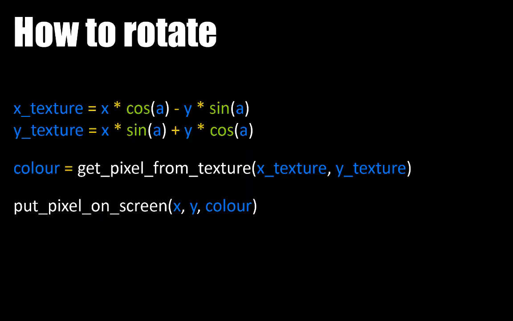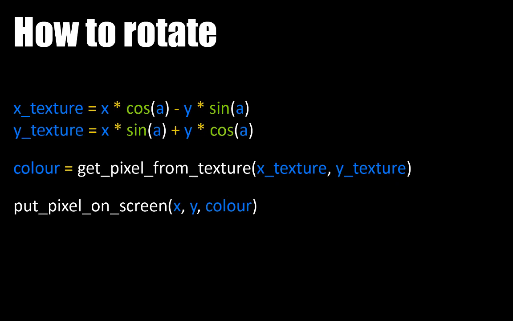To draw a rotated picture to the screen, we need to do the following. We set the rotation angle A. Then, for every x and y coordinate of the screen, we need to calculate the x and y into the texture. We find the pixel color of the texture and put the pixel on the screen. Then we go to the next coordinate.